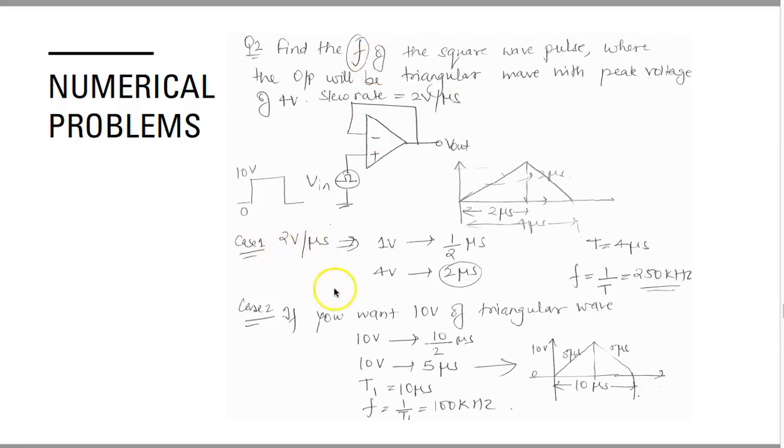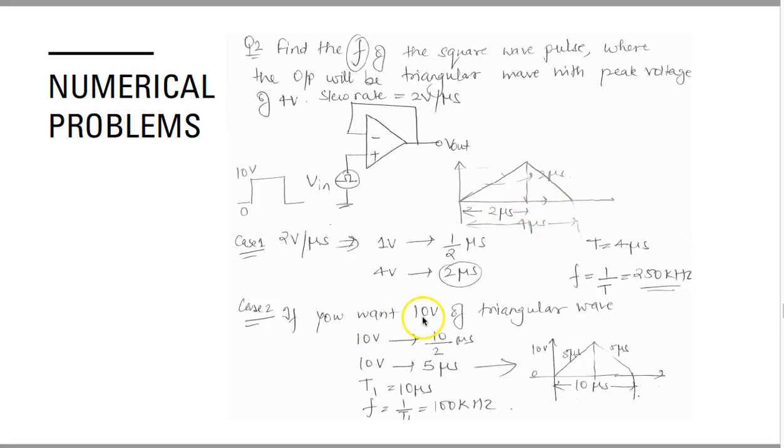So case 1, when you want a 4 volts triangular waveform, using this slew rate formula, I am finding for 1 volt how many microseconds will be required. So this 2 will go here, you will have 0.5 microseconds, and you multiply 4 on both sides, you will get for 4 volts it is 2 microseconds. So this 2 microseconds will be required for the half period, and the other half period is 2 microseconds, and the total T on time will be 4 microseconds.